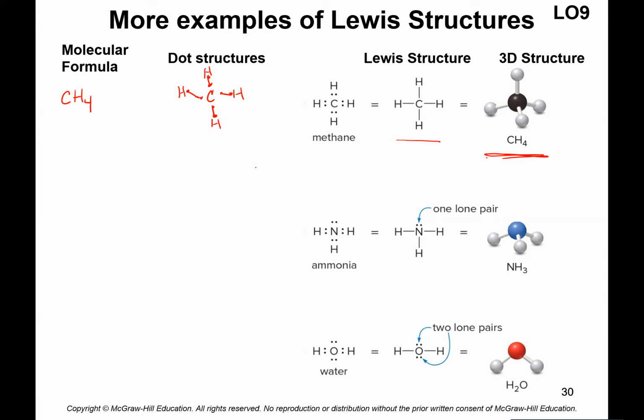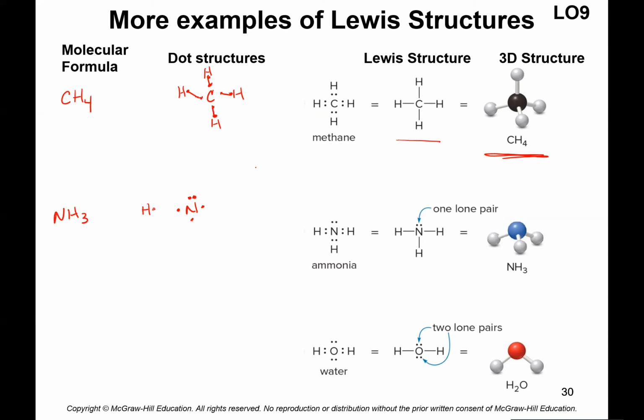So let's look at ammonia. Ammonia has 1 nitrogen and it has 3 hydrogens. What were the dot structures used here? Well, nitrogen, if you look at your periodic table, is going to have 5 valence electrons. And then hydrogen is going to have 1 valence electron.